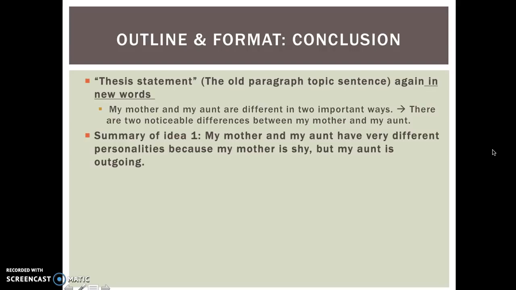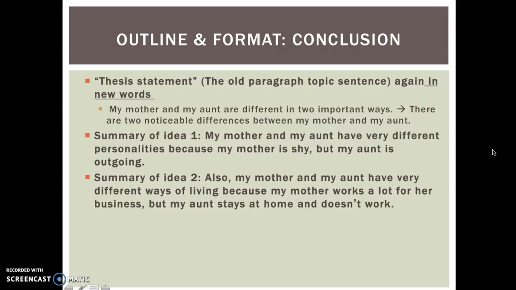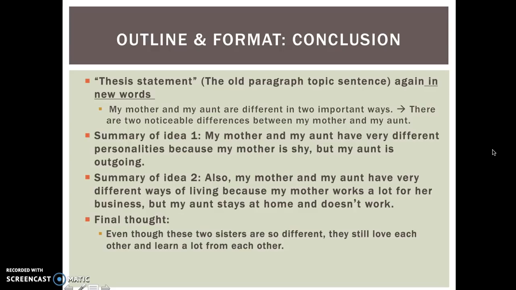Then I can talk about a summary for my idea 2. Also, my mother and my aunt have very different ways of living because my mother works a lot for her business, but my aunt stays at home and doesn't work. Then my last sentence is a final thought. So I could say something like, even though these two sisters are so different, they still love each other and learn a lot from each other.